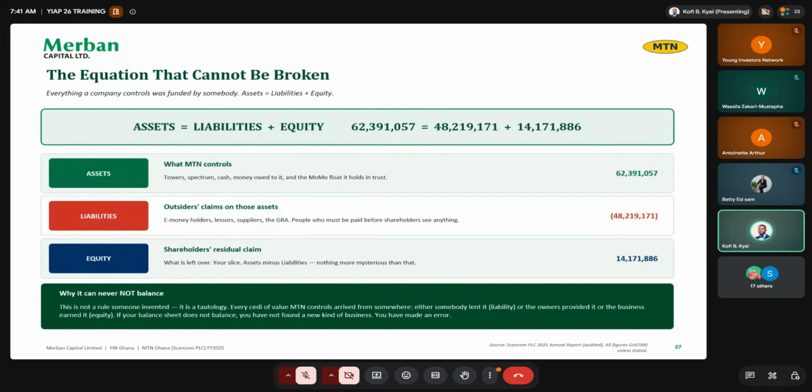All right. And the next line of the balance sheet is the equity. The shareholders' residual claim. What is left over? What you actually own. So it's the assets minus the liabilities. Whatever is left is given to the shareholders.